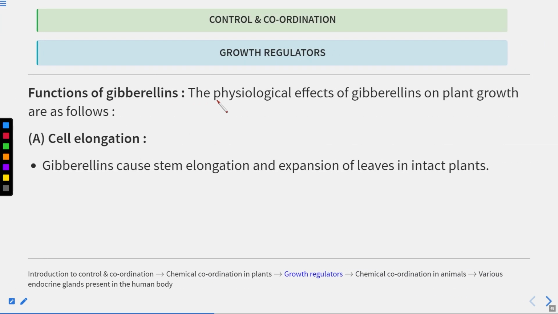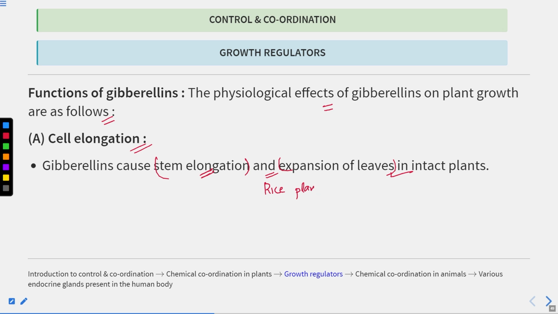Clear? Now let's study the functions of the gibberellins. The physiological effects of gibberellins on plant growth are as follows. First one is cell elongation. Gibberellins cause stem elongation and expansion of the leaves in intact plants. This is the major role, stem elongation, as well as the expansion of the leaves. You must have seen during the discovery of the gibberellins, we have studied the rice plant.